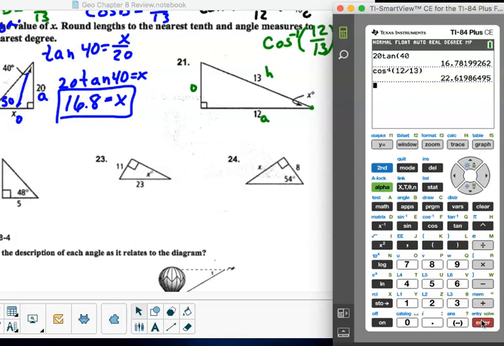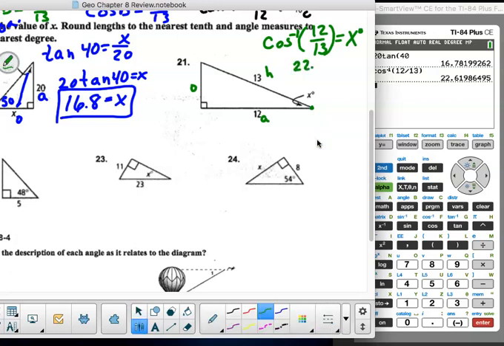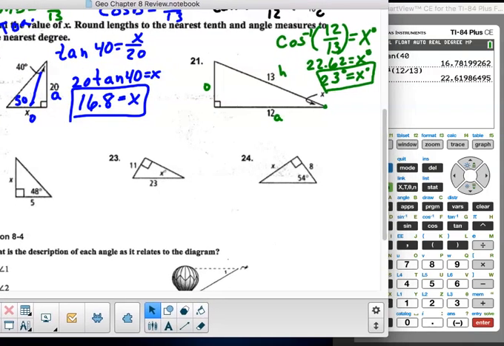And that's 22.61, but we're supposed to do to the nearest degree according to our rules. 22.62 is equal to x squared, but they say angle measures to the nearest degree, so it's 23 degrees is x degrees. Now, my next one, let's see if I can keep everything on here.